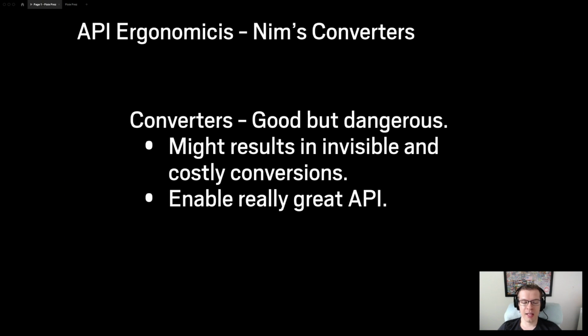The grade API is only possible due to Nim's converters. We actually use Nim converters a lot, but they can be quite dangerous. If you are relying on the converters, you might end up with code where it converts to one type, then to another type, then to another type. The invisible conversions are something to watch out for, but I think they are greatly outweighed by the flexibility of the API. It just creates a very good, very ergonomic API, and we like it.